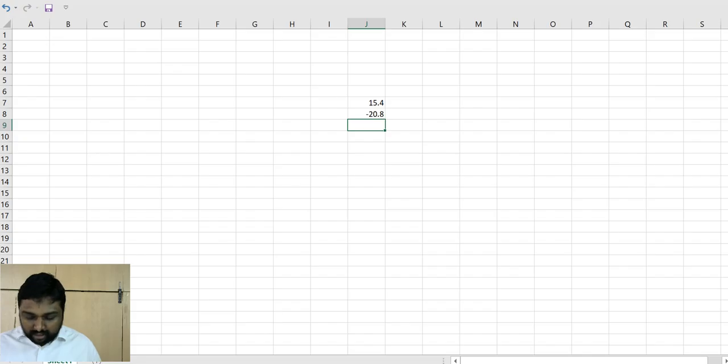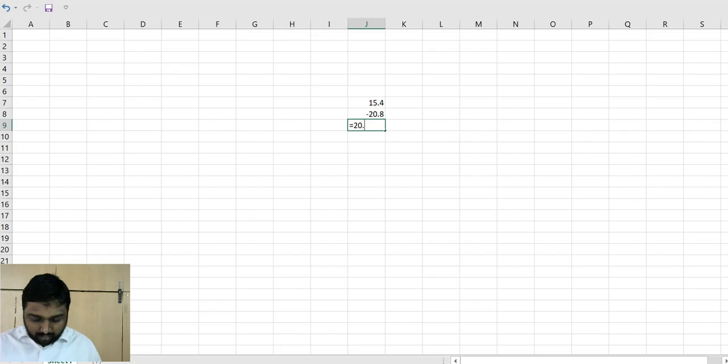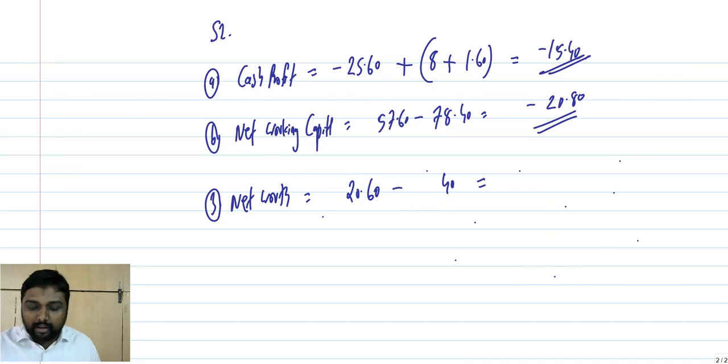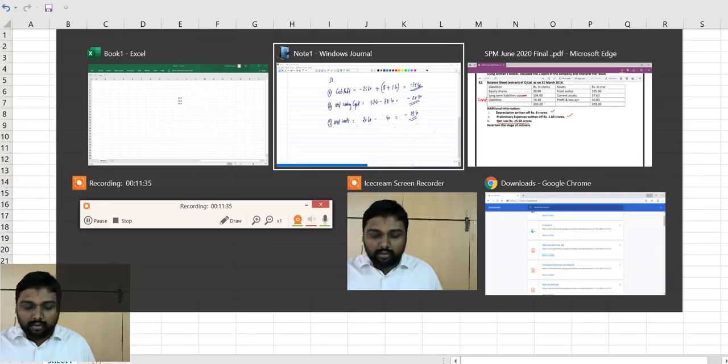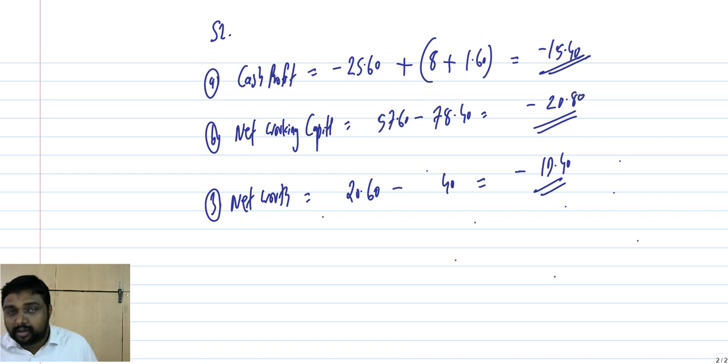So what will be the answer? 20.6 minus 40, you will get minus 19.4. Are you clear?